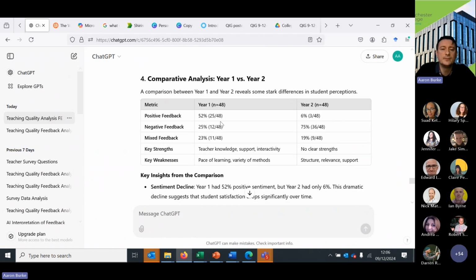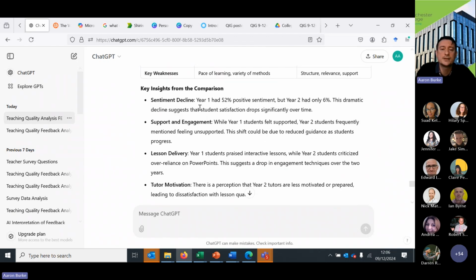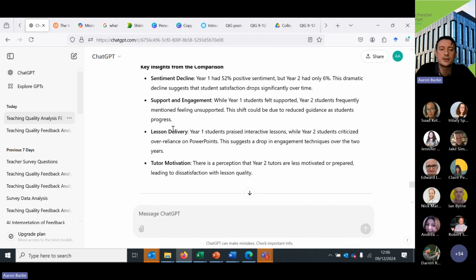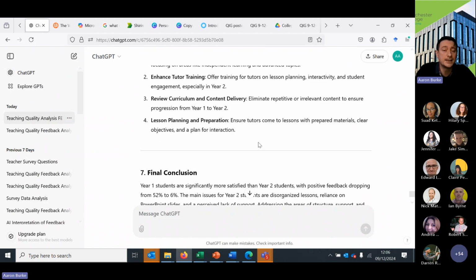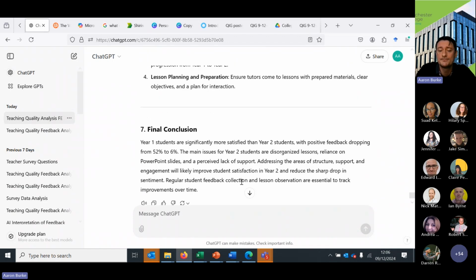But here's a really important table for us because it splits really clearly in quantitative terms the difference between our positivity and our negativity, and it also explores some of the key strengths and weaknesses as well. In addition, it gives us some further insights about some of those core themes that it's pulled out. In addition to that, it's given us some recommended solutions, which is also quite nice.